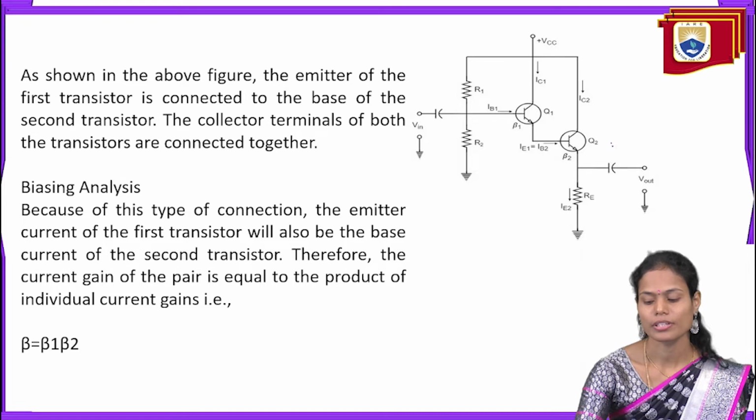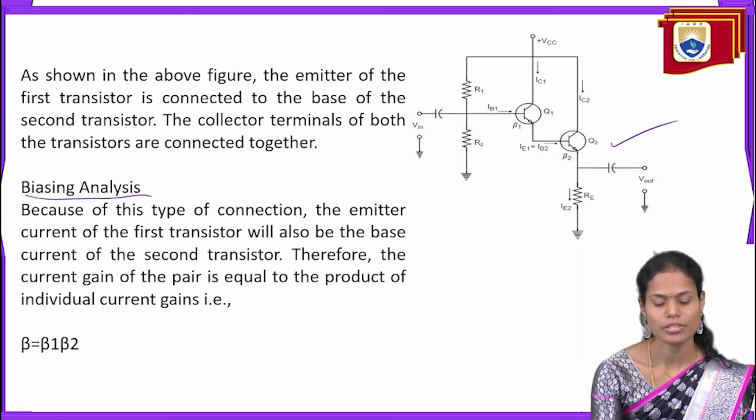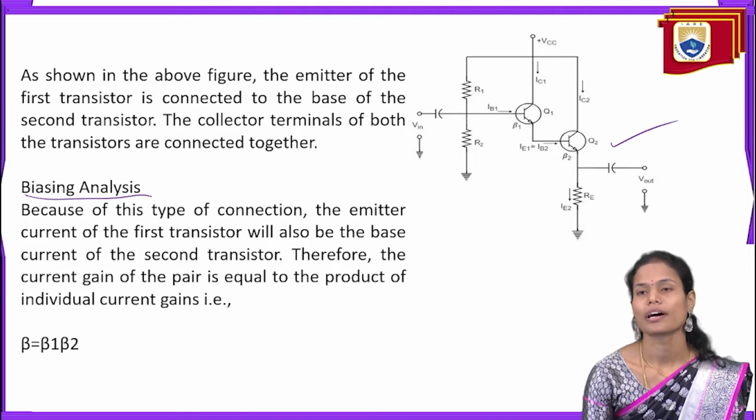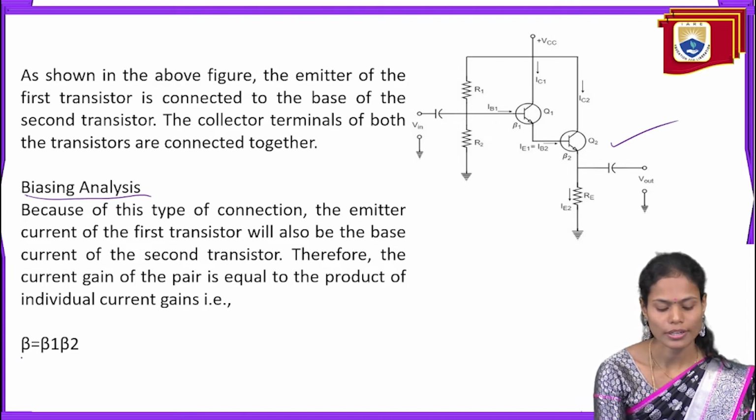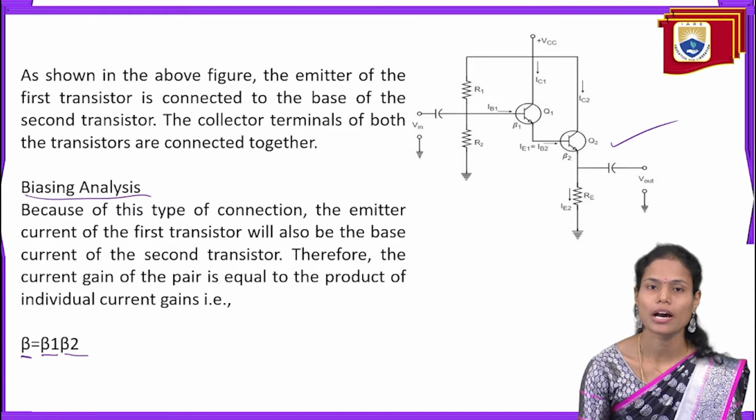Okay, this is the internal circuit of the Darlington pair. And next, we have to explain the biasing analysis of this Darlington amplifier. The overall current amplification is the multiplication of the first stage amplification and the second stage amplification. So that's why from the Darlington pair we will get a high current gain.